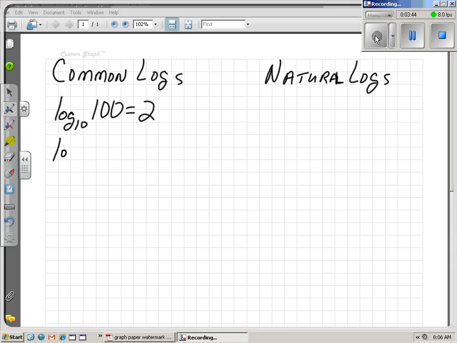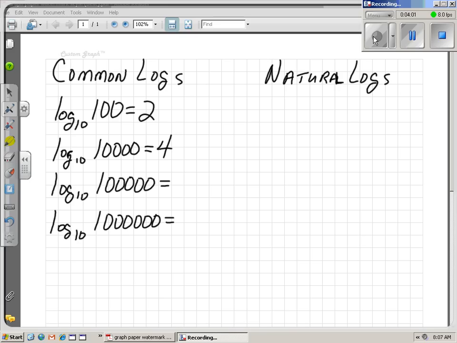All right? What about this? Log base 10 of, let's do 10,000, equals what? So 10 raised to what exponent gives me 10,000? Well, that would be 4. Here's a couple others. Log base 10 of 100,000 and log base 10 of 1,000,000 equals 5 and 6 respectively. We call these common logs because they're base 10. And the thing that's cool about common logs is we don't need to write the little base 10. If you don't see a base written there, it's understood that it's a common log of base 10.